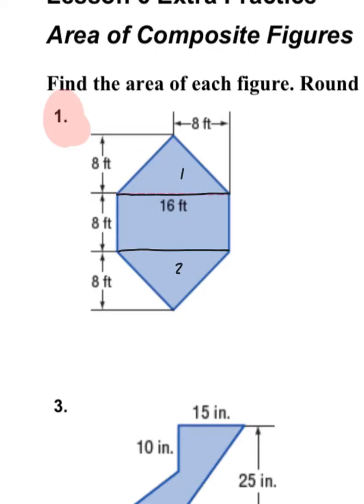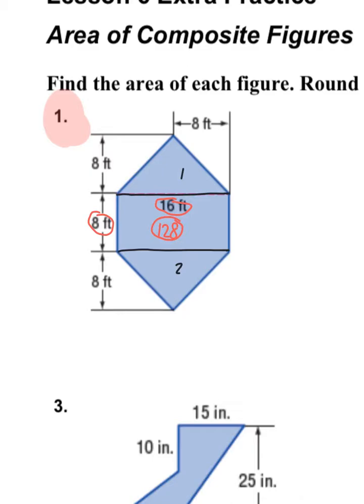So I see that the height of it is 8 feet and the width is 16 feet. So for a rectangle, remember, it's just length times width. So you just do 8 times 16, and you get 128. So that's just the rectangle.